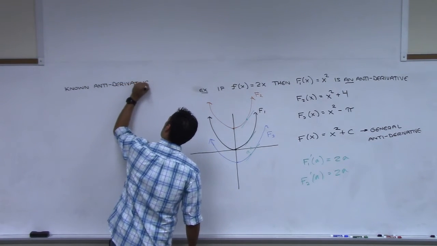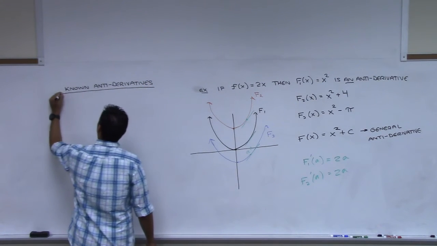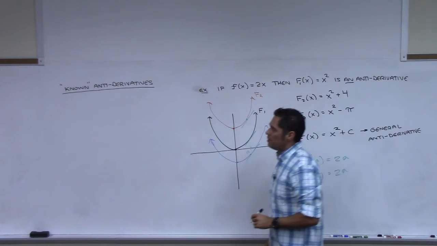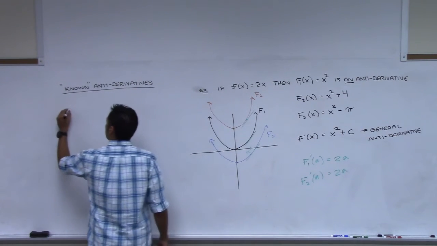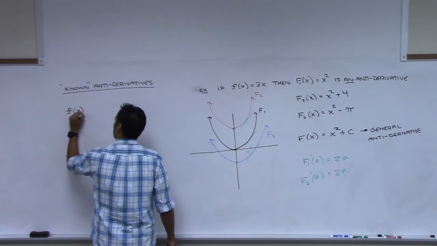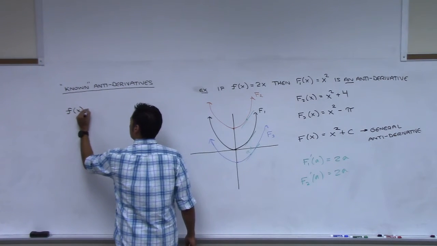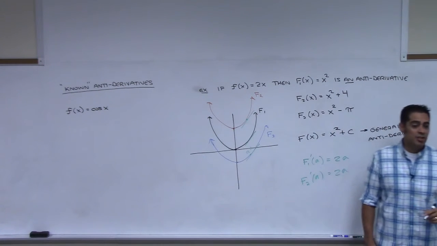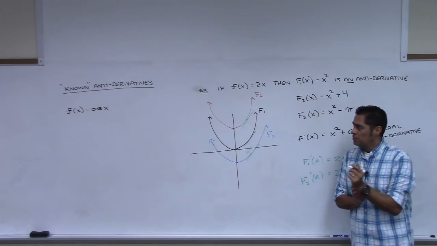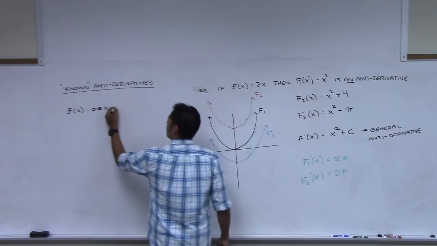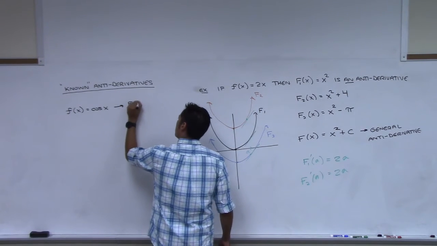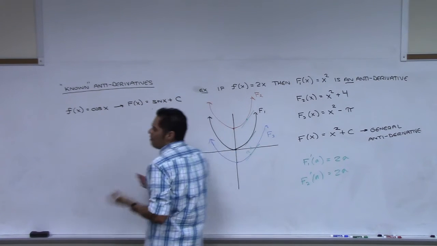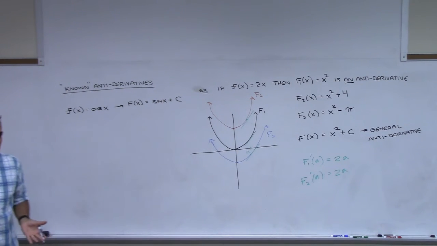And unfortunately, right now, our list is pretty small. So let's start with some that I'm pretty confident you're going to know. If I give you that little f of x is cosine x, then what would the general antiderivative of this be? Sine x plus c. So from this, capital F of x, the general antiderivative would be sine x plus c. And you know that because you know the derivative of sine is cosine from Cal 1, right?